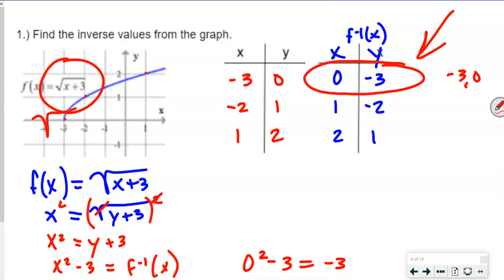So let's do this. -3 plus 3, does that equal 0? So -3 plus 3 is what? 0. So the square root of 0 is what? 0 does equal 0. So it is correct. That's another way to double check to make sure that things are correct.